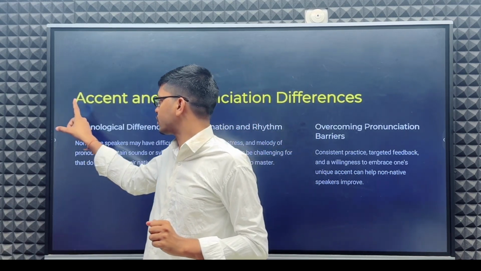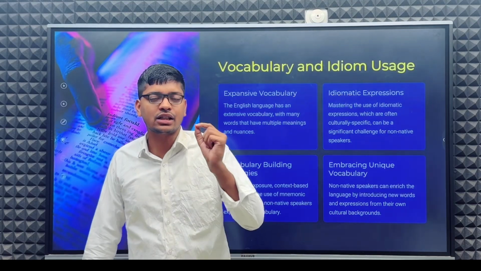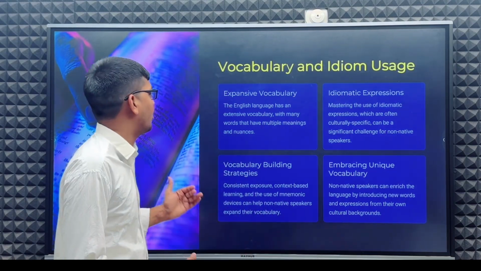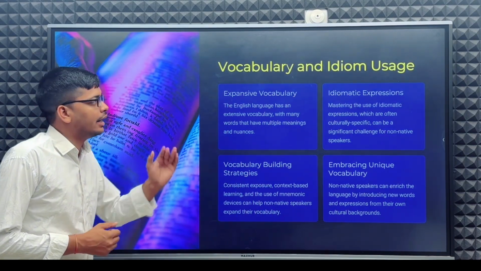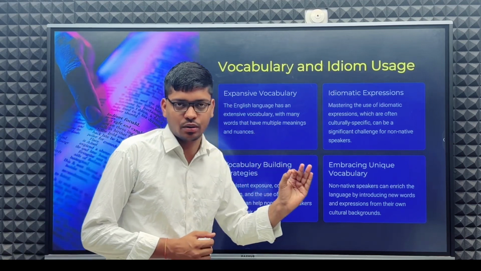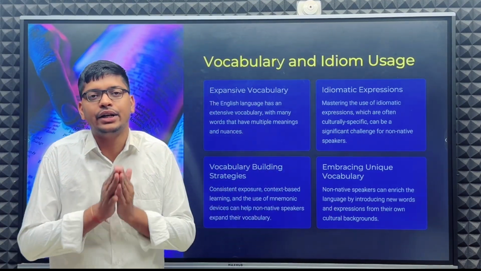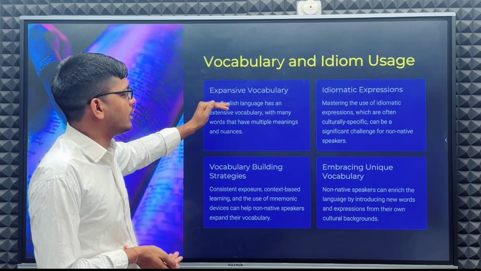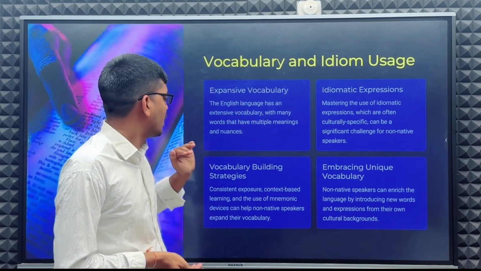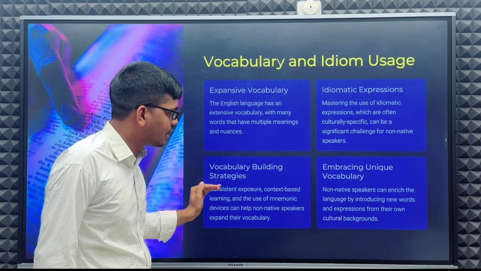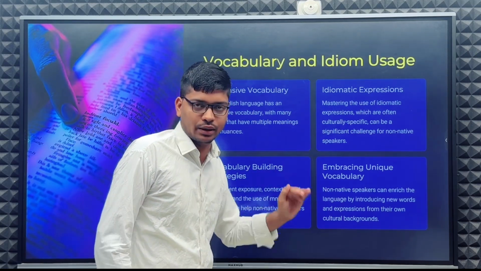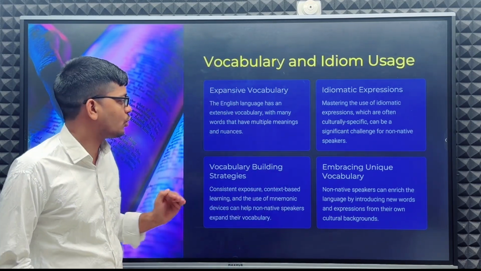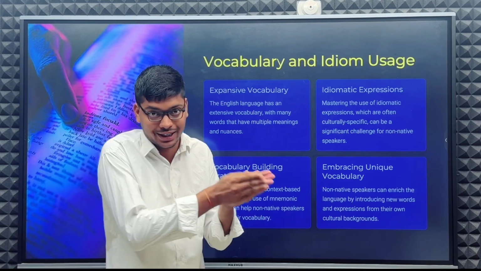Okay, let's see next. The next important presentation is about vocabulary and idiom use. Vocabulary and idiom use means expansive vocabulary, idiomatic expressions, vocabulary building strategies, and embracing unique vocabulary. Okay, so let's see one by one, let's know the details.